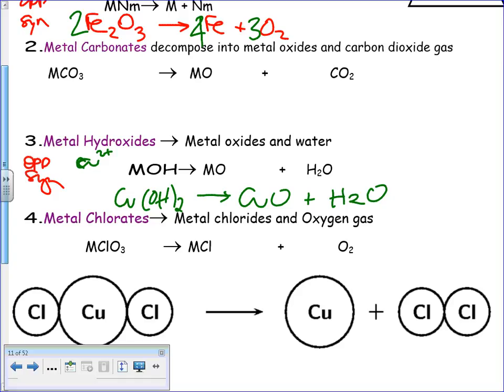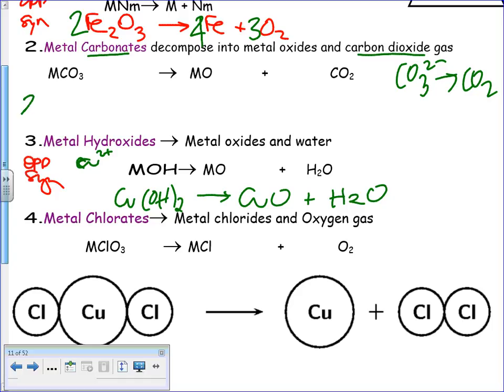Metal carbonates make carbon dioxide. Carbonates make carbon dioxide. So that one really should resonate with you. If you just remember CO3 breaks down to CO2, that one is going to make your life a little easier. So let's just give me a metal carbonate. Give me any metal and I'll put it in carbonate form.